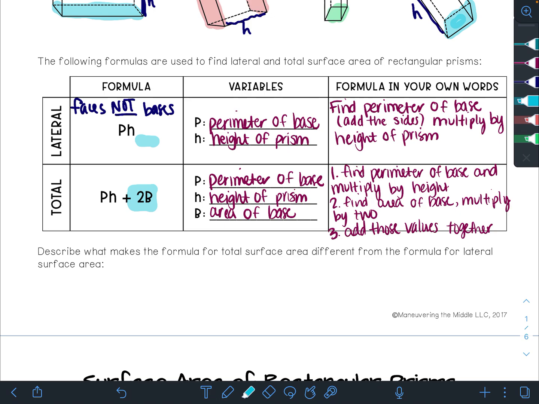So what makes the formula for total surface area different than the formula for lateral surface area is that total includes 2 big B, which is your two bases.